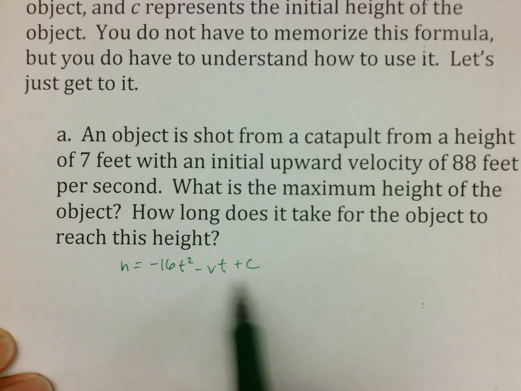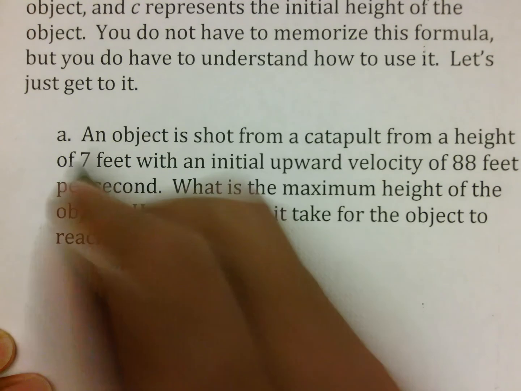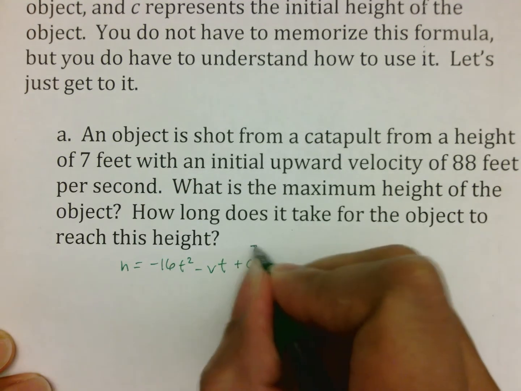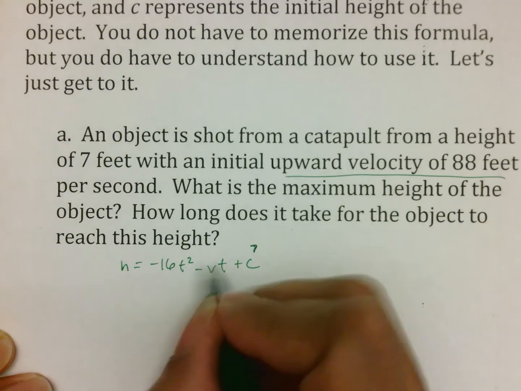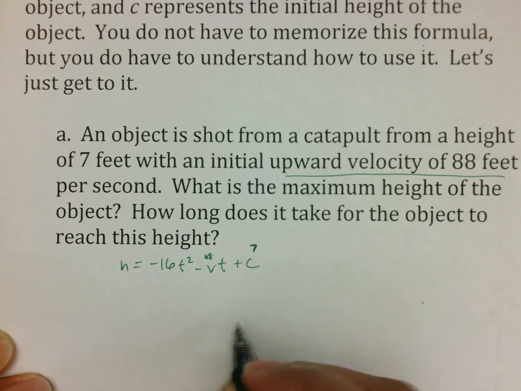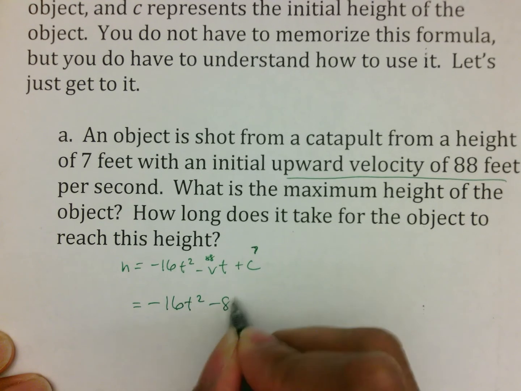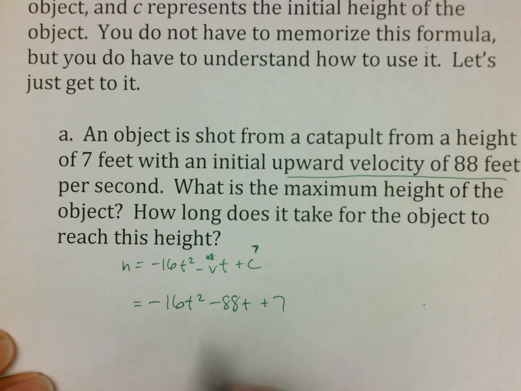Again, the first thing we have to do is figure out what these letters are going to be. It's from a height of 7 feet. Again, that means it's shot from a catapult 7 feet above, which means your c is going to be 7. And it says upward velocity of 88 feet per second, which means your 88 is v. And so we end up with the equation negative 16t squared plus 88t plus 7.